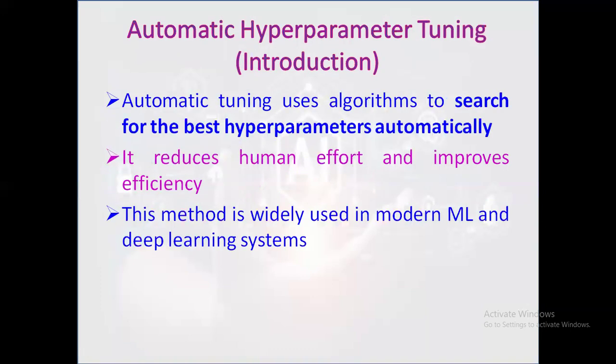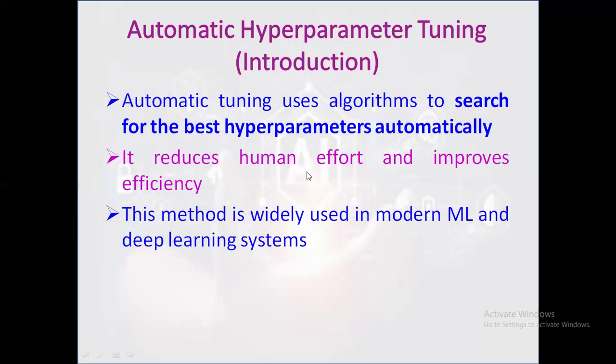Next, we'll go for the automatic hyperparameter tuning. We'll just see the introduction. Automatic tuning uses algorithms to search for the best hyperparameters. Instead of relying on human decisions, automatic tuning methods systematically explore combinations of values using optimization algorithms. It reduces the human effort.